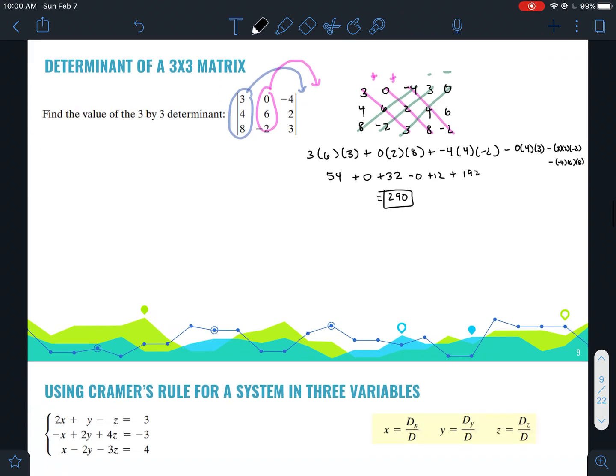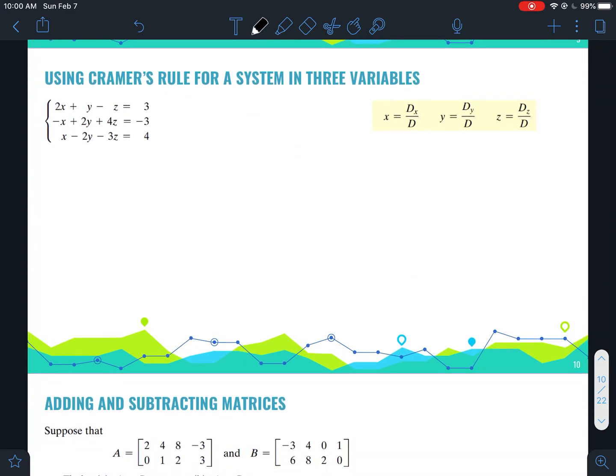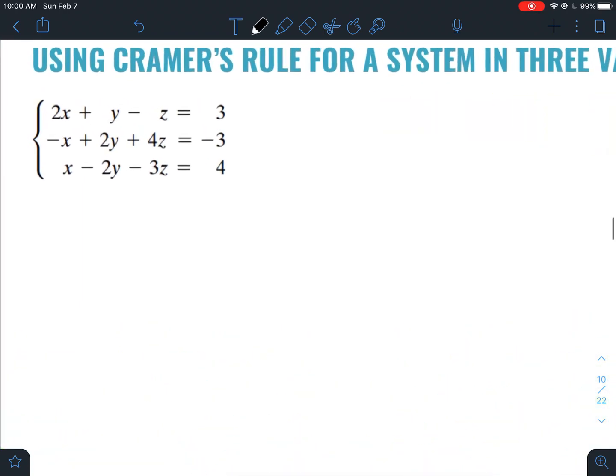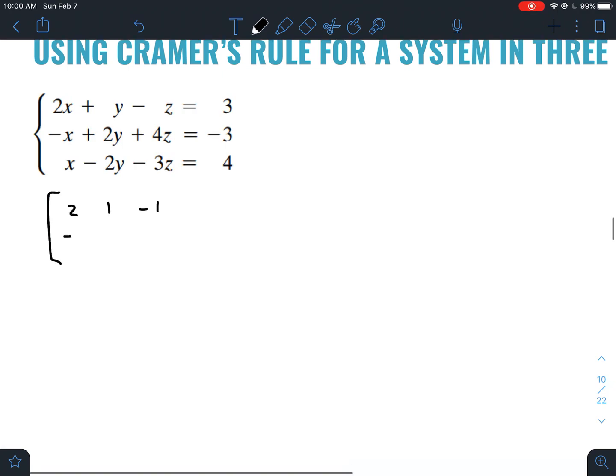So if we want to use Cramer's rule to find the solution of a system of equations in 3 variables, it's very similar to how we did it in 2 variables, but we're going to have to find the determinant of a 3 by 3 matrix several times. So let's start by making the coefficient matrix. We have 2, 1, negative 1, negative 1, 2, 4, and 1, negative 2, negative 3. So that's my original coefficient matrix.